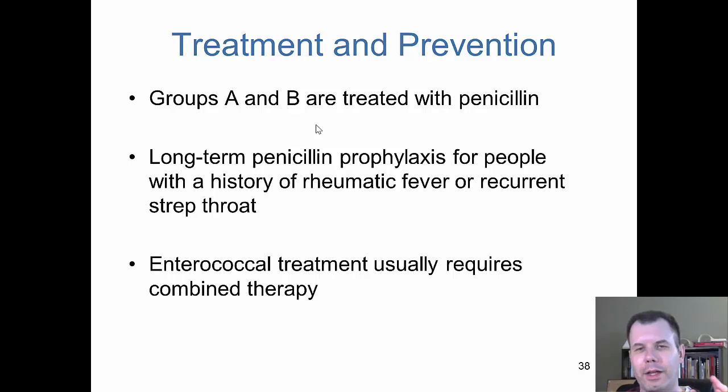When it's in the intestine, it's fine. But when it gets out of the intestine, that's where it causes problems. And so that's where we see these different issues in people. Okay, and so that would be a combined therapy.